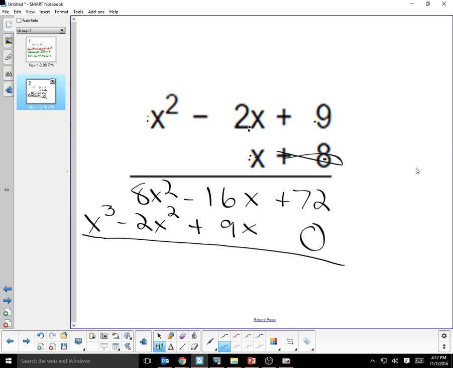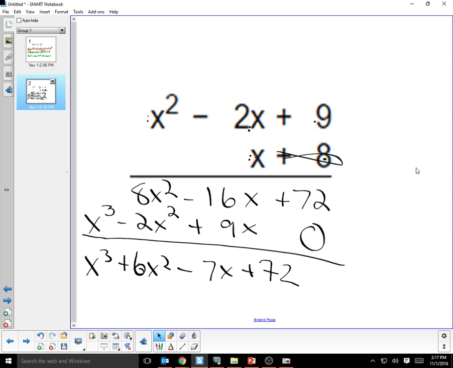So now you're just going to add them up, or combine the like terms. That's a positive 6. That's a horrible 6. That's better. 6x squared minus 7x plus 72. Okay, so it's just like before. Please don't forget those models, because tomorrow we're going to do division, and you need to know how to divide the old school way.